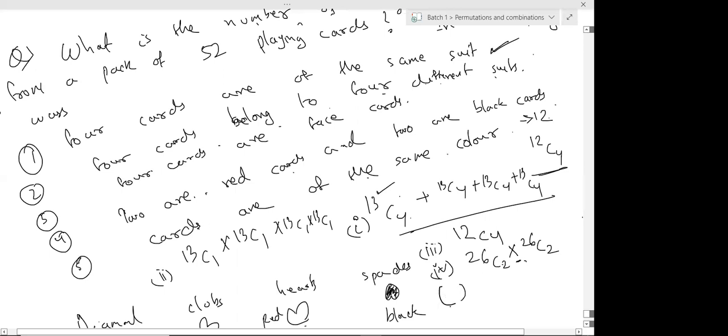Cards are of the same color. Fifth part, same color. That means it can either be black or red. So if you have to choose black cards, then 26C4. So this or red. Or means plus, 26C4. This is the answer. All right. You can solve this, simplify, and get the answer.